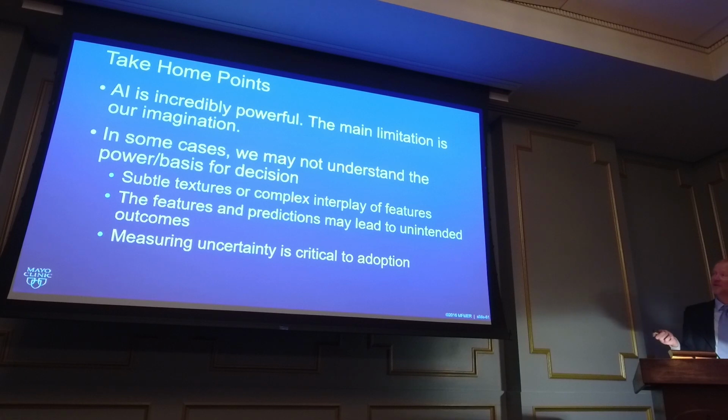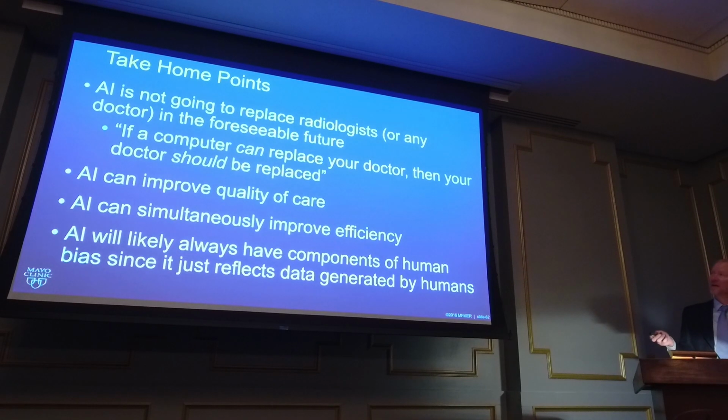In some cases, we won't understand the basis for the decision. And it may be subtle textures or complex interplays of features between images. And we also have to be careful that those features and predictions can lead to unintended consequences. And I think that measuring uncertainty is critical to adoption. And until we get that right, probably AI is not going to go a long way.